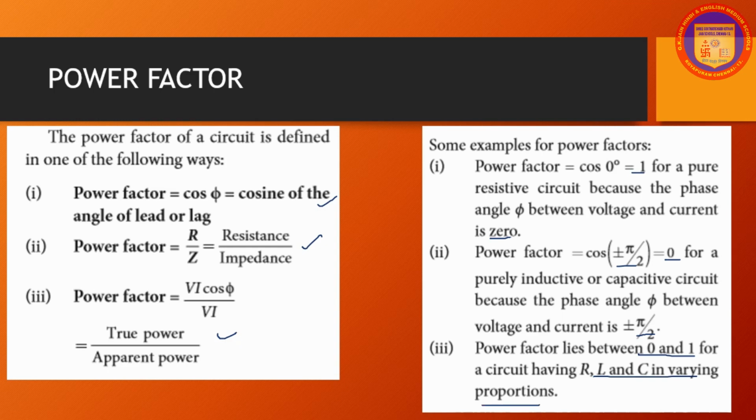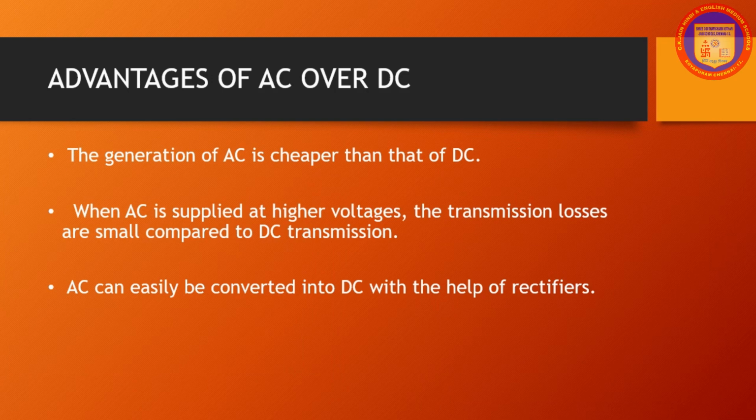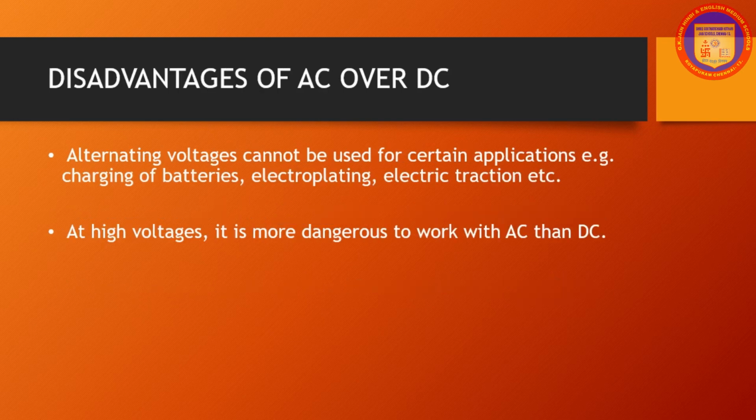Advantages of AC over DC. The generation of AC is cheaper than that of DC. When AC is supplied at higher voltage, the transmission losses are small compared to DC transmission. AC can easily be converted into DC with the help of rectifiers. Disadvantages of AC over DC. Alternating voltage cannot be used for certain applications, for example charging of batteries, electroplating, electrical traction, etc. At high voltages, it is more dangerous to work with AC than DC.